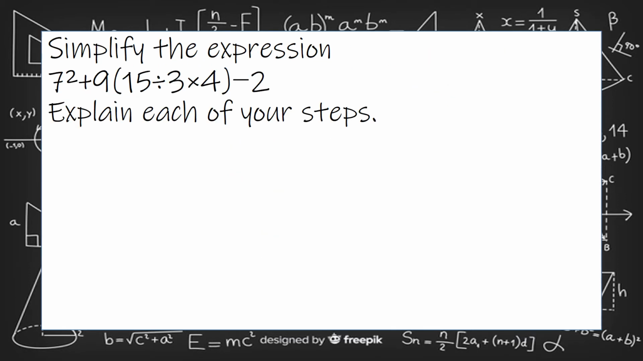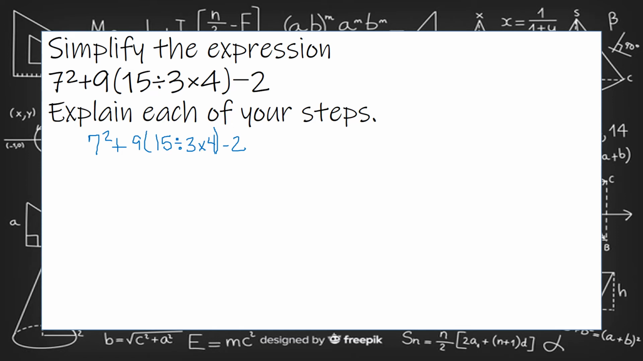Simplify the expression 7 squared plus 9 times the quantity of 15 divided by 3 times 4 minus 2, and explain each one of your steps. So we're going to start by writing our problem. So 7 squared plus 9 times 15 divided by 3 times 4 minus 2.